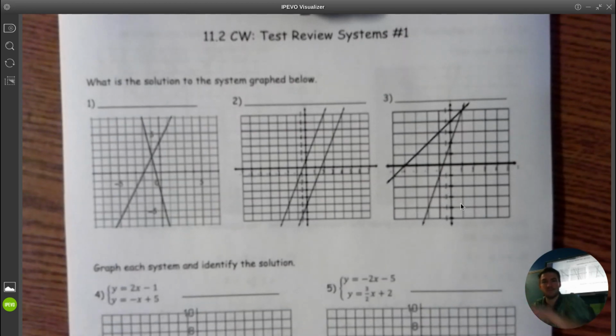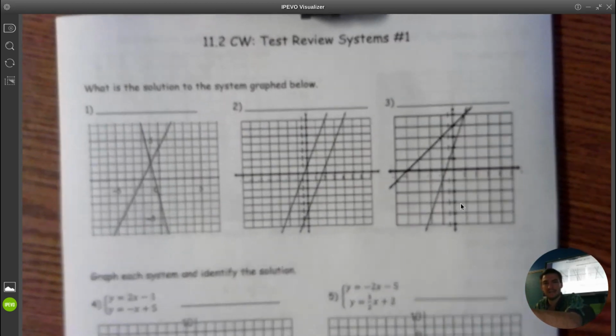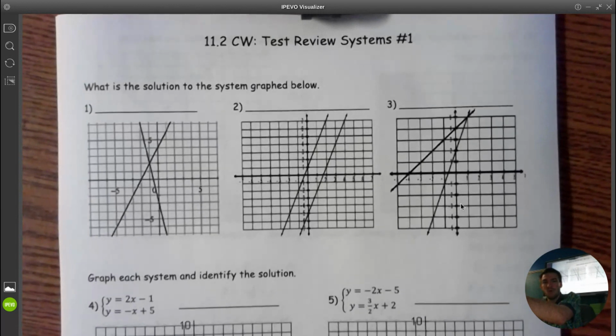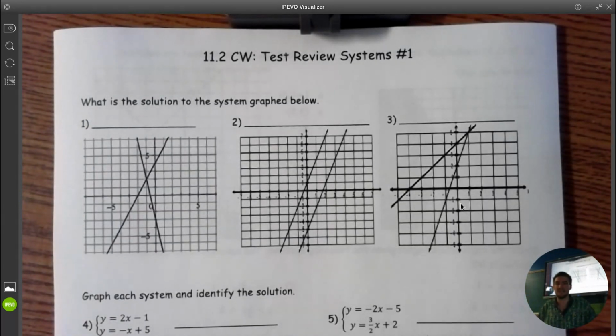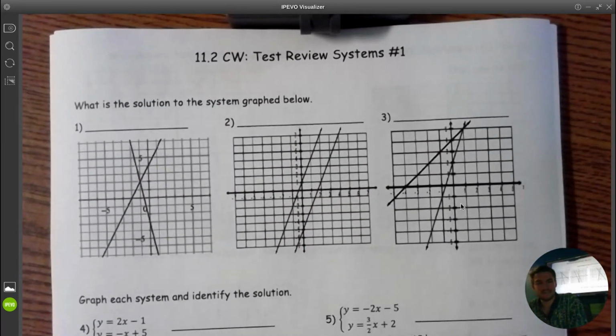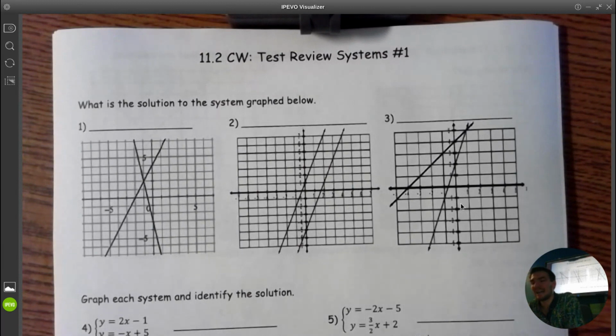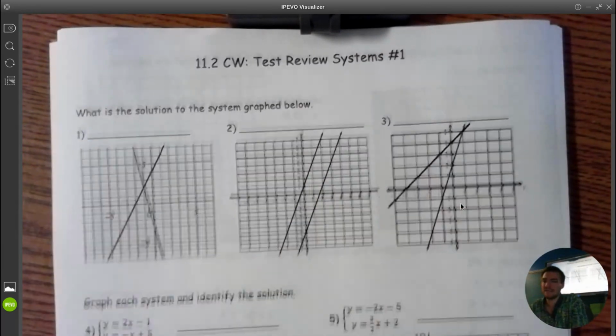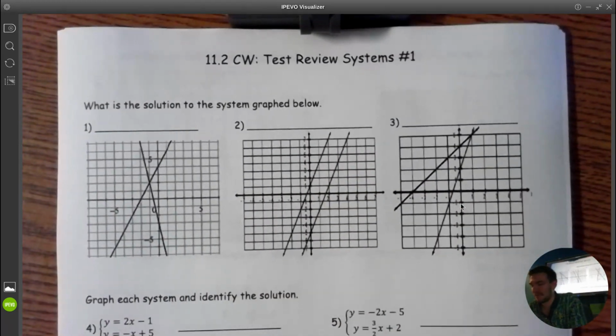All right, everybody, we are doing the classwork test review, systems number 1. We're still going to be doing systems after this test. For this test review, we're just going to kind of get through it. We do have a front, back, front, so we do have a couple questions. It's a lot of room, a lot of big papers, but it's actually not that many questions.